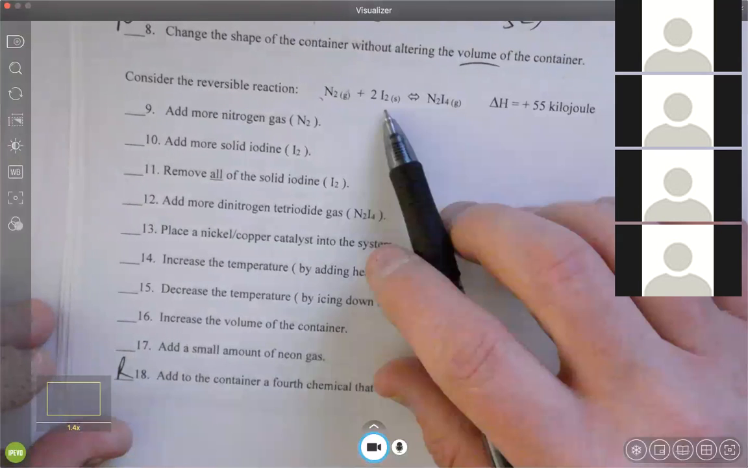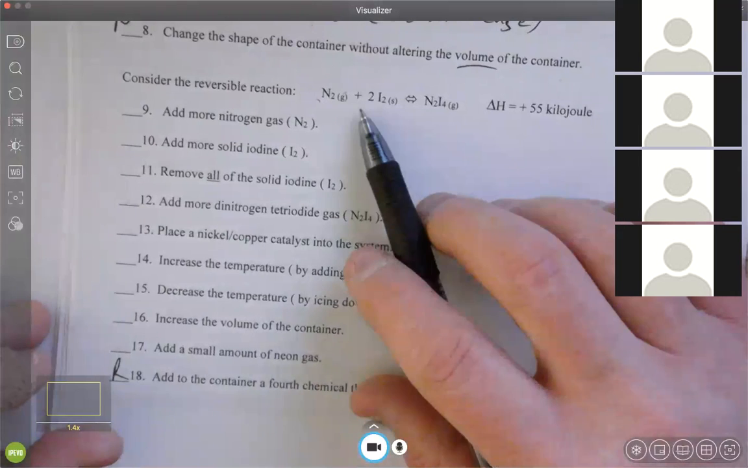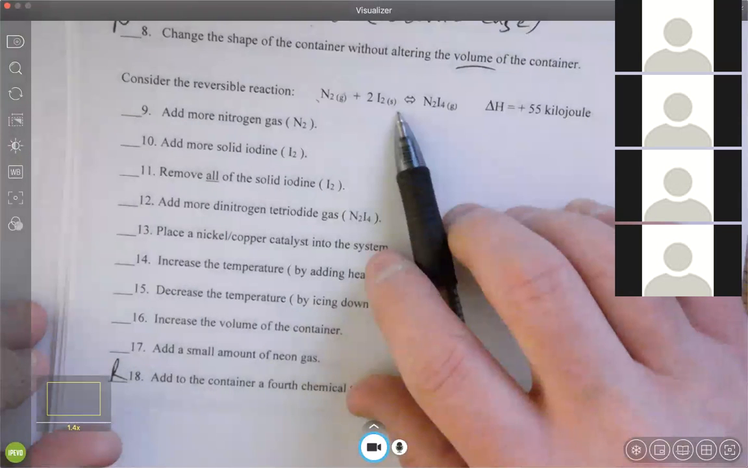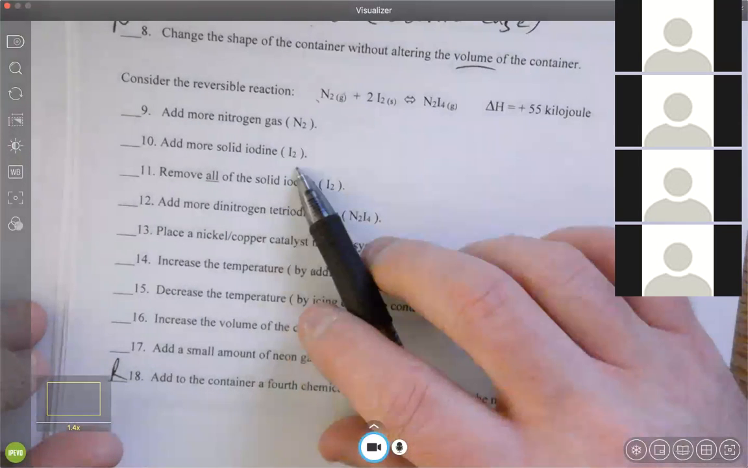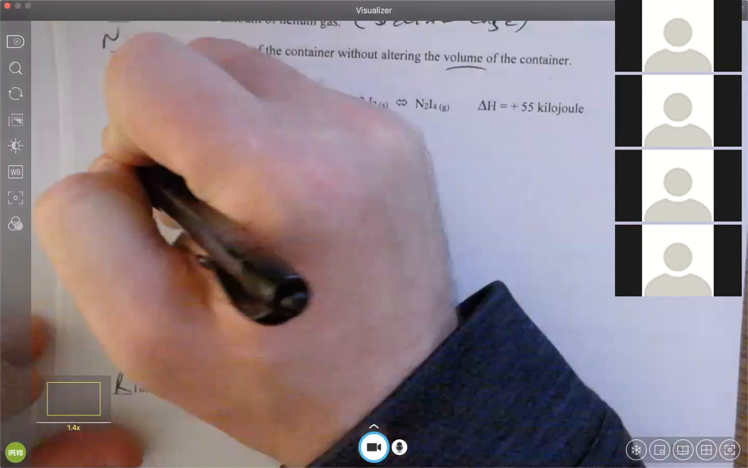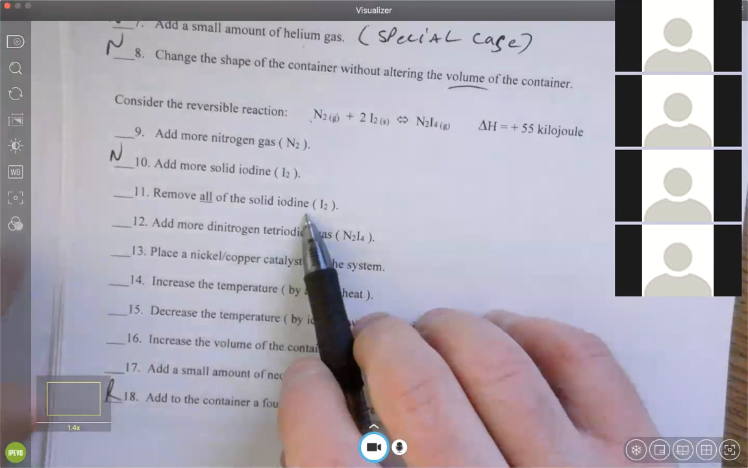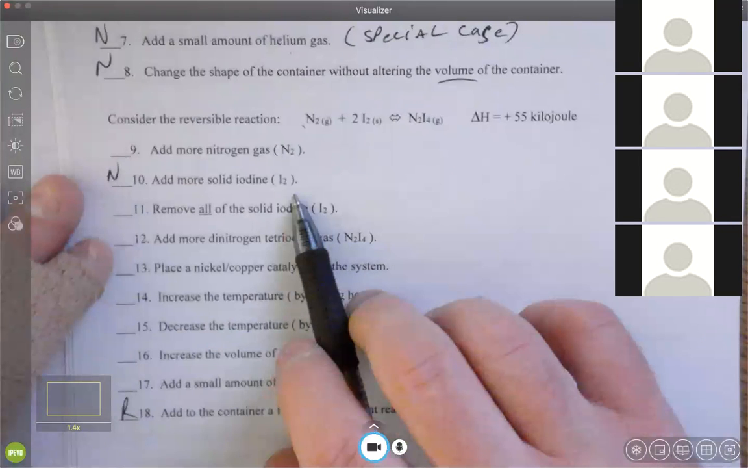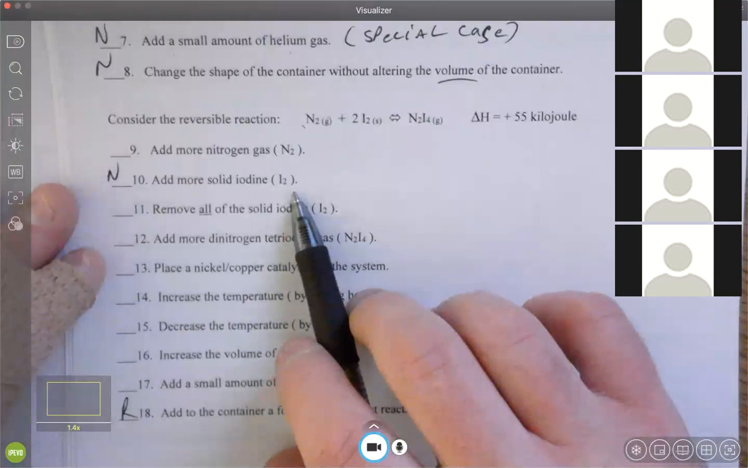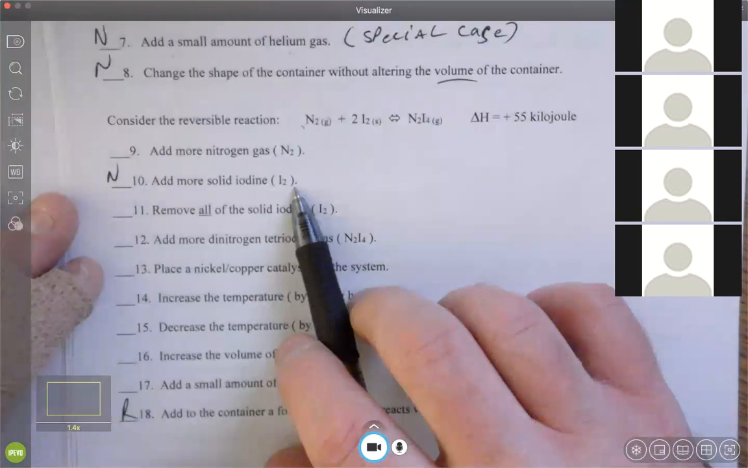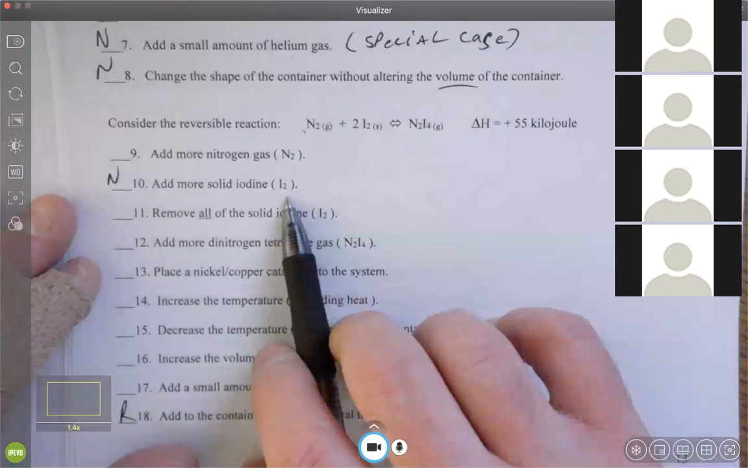This is interesting too, because if we look, that's solid. So adding more solid I2 would have no effect. Removing all the solid iodine is actually a big one. And I can't imagine anybody asking you this. That's probably why it's on this sheet, just to sit there and have you think.